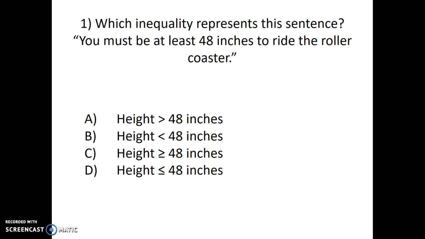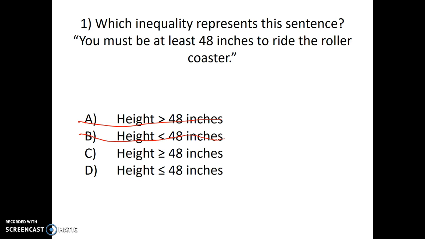Here we have some statements, and the question is, which inequality represents this sentence? You must be at least 48 inches to ride the roller coaster. Well, let's think about what that means. You have to be at least 48 inches. Can you be 48 inches to ride the roller coaster? The answer is yes. So since it can equal 48, that's going to eliminate B and A because those are saying the height either has to be more than 48 or less than 48. It cannot be 48. So now we're down to C and D.